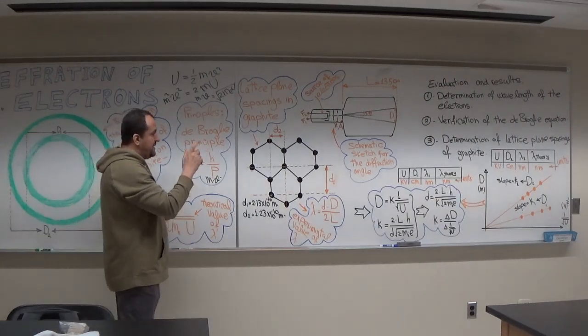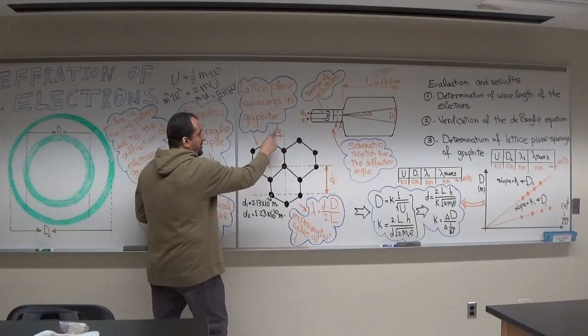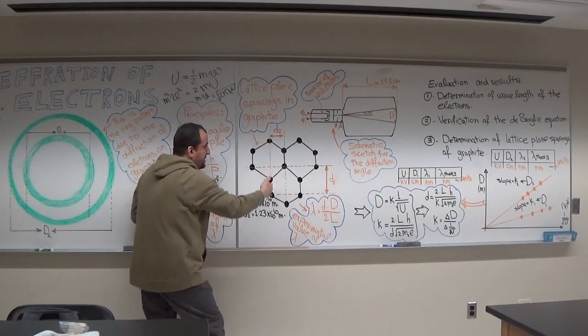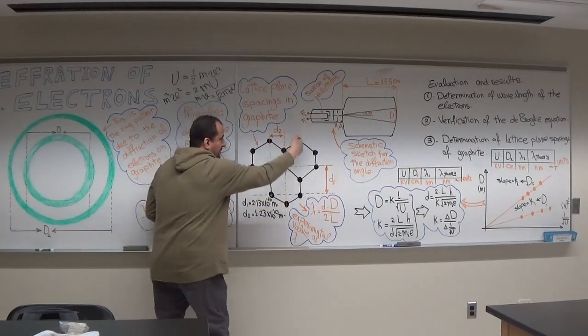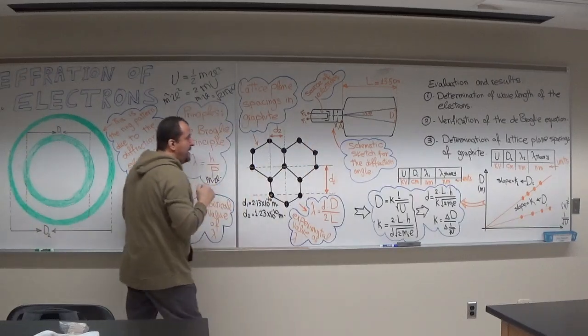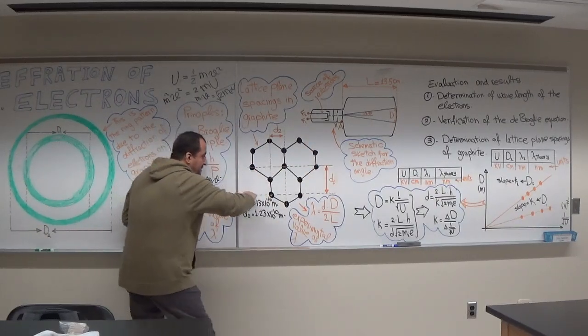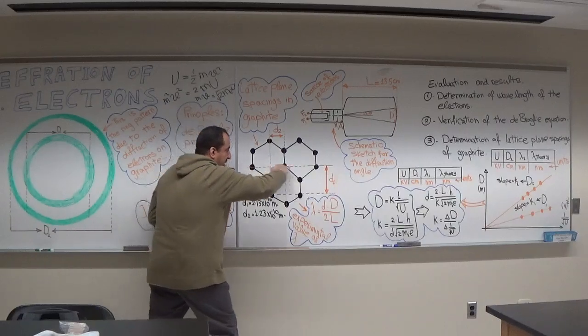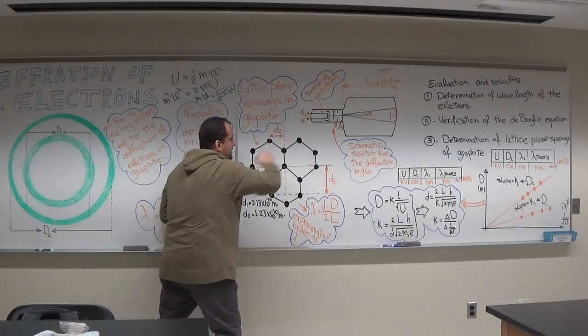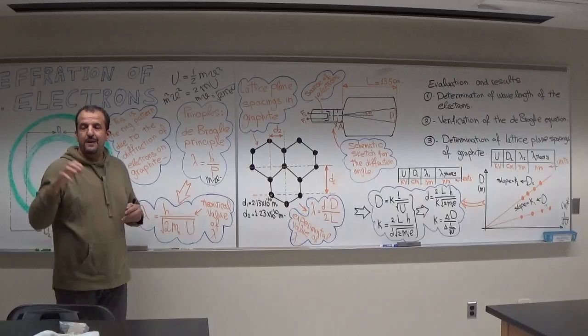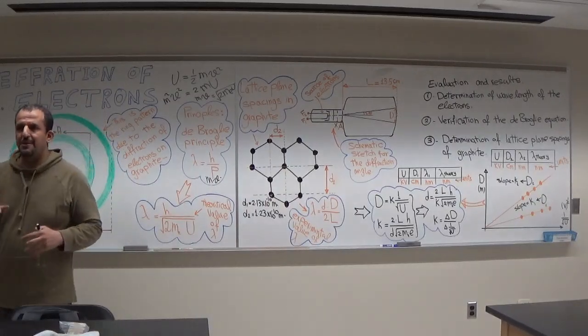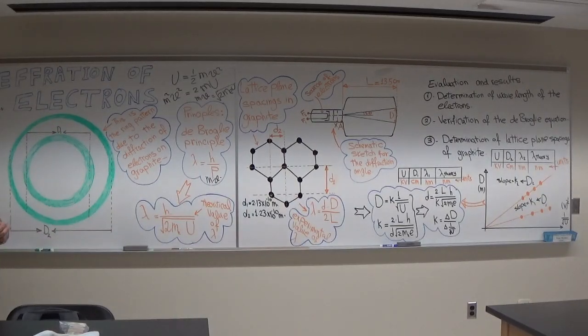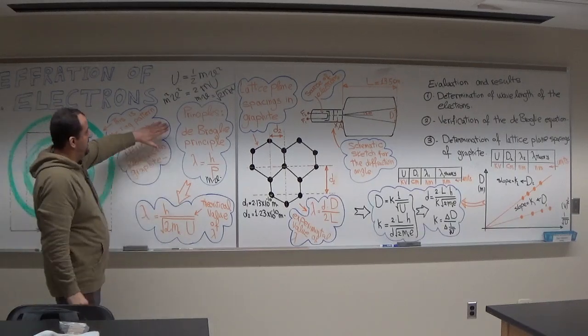So we have two d's here. We have d2, which represents the distance between this family of planes that you can see right here. And we have another d that represents the distance between this family of planes that you can see right here.